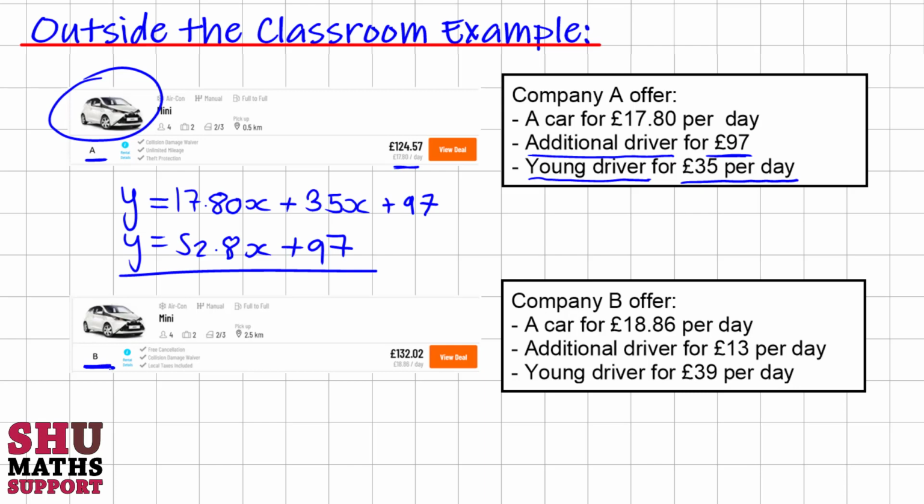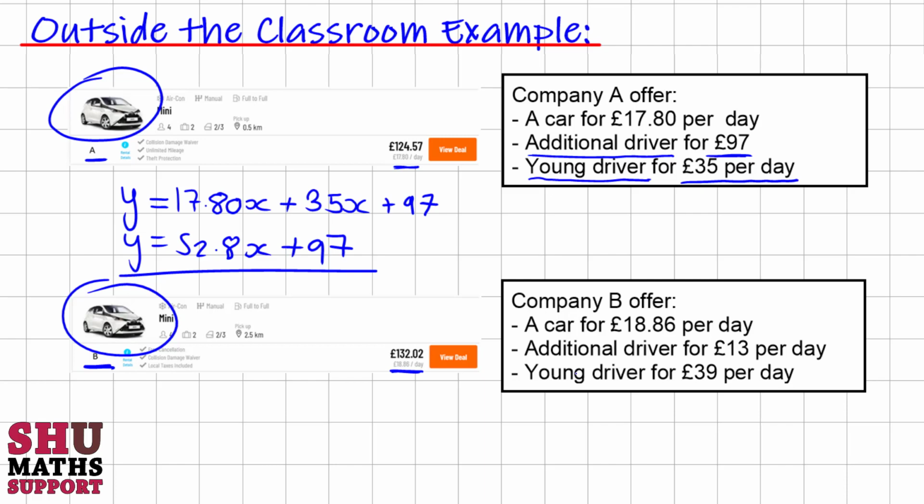Now the second deal is this one here, which we'll just call Company B. So the cars look very similar, that's just because it's on a comparison website and it's using its own images, but it's just suggesting that the company is going to offer a car that's very similar with the same spec. So Company B is offering £18.86 per day.